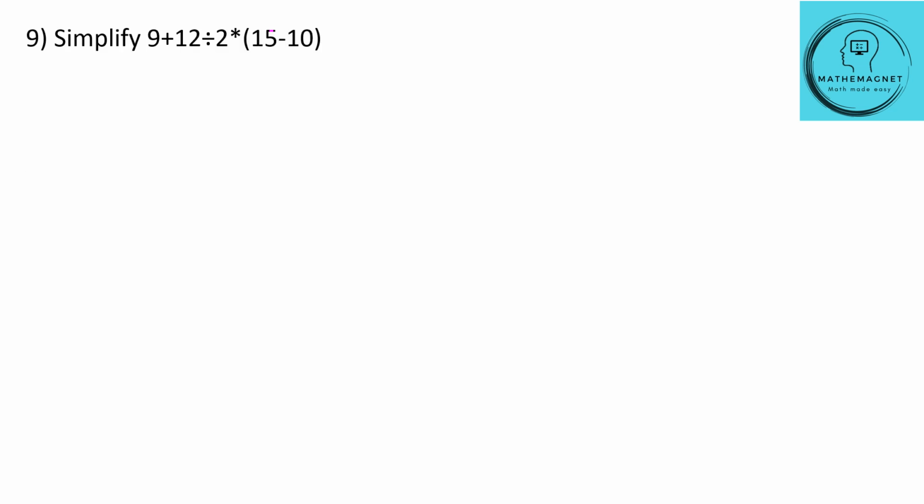Question 9. Simplify 9 plus 12 divided by 2 into 15 minus 10. So we'll apply the BODMAS rule. We'll subtract 15 minus 10 as 5. The next operation will be division.